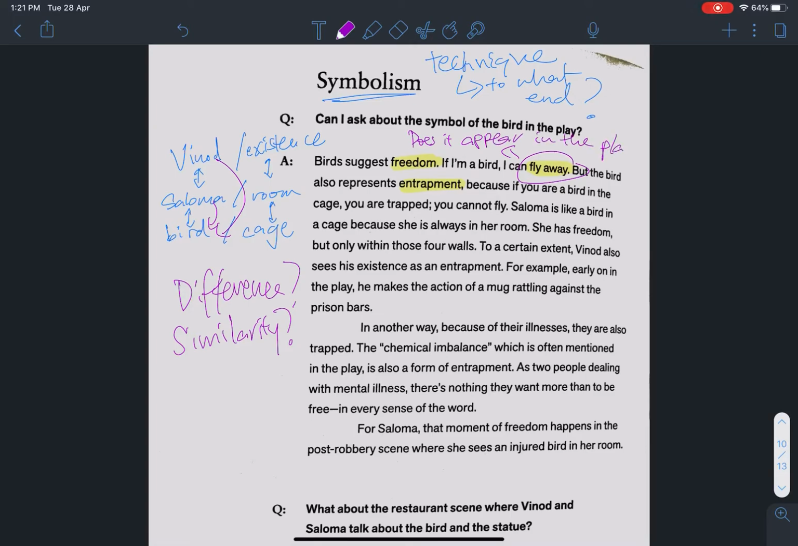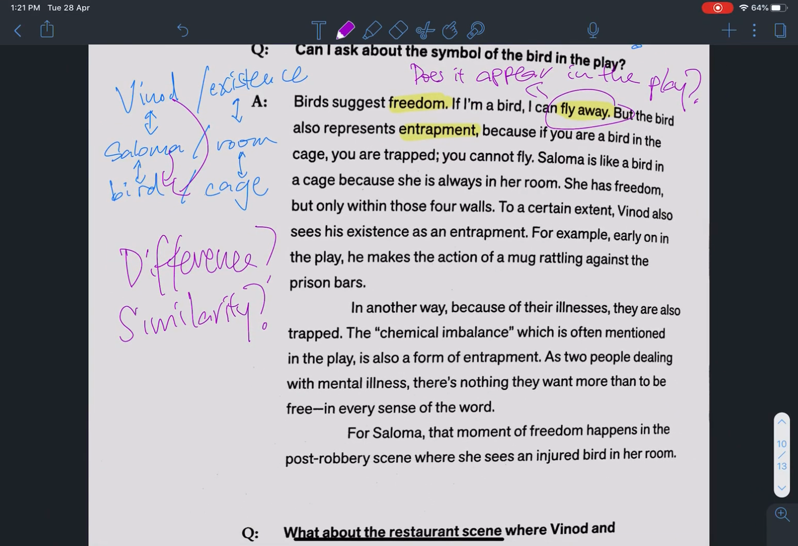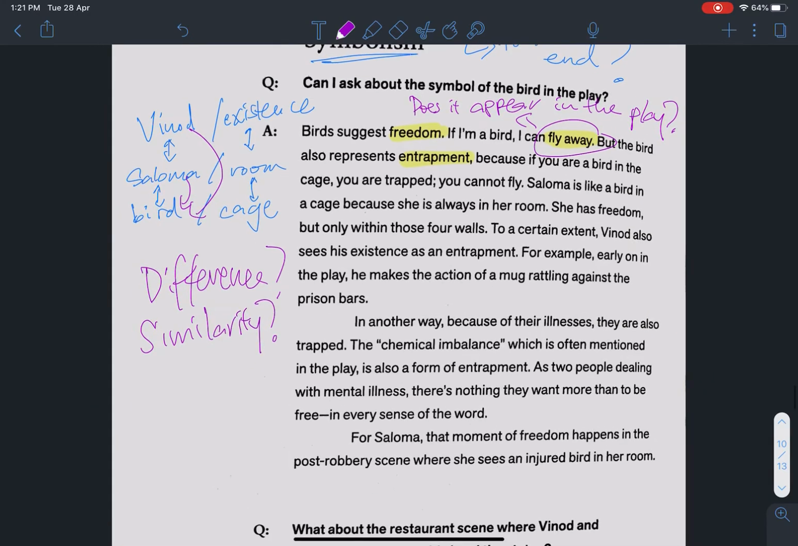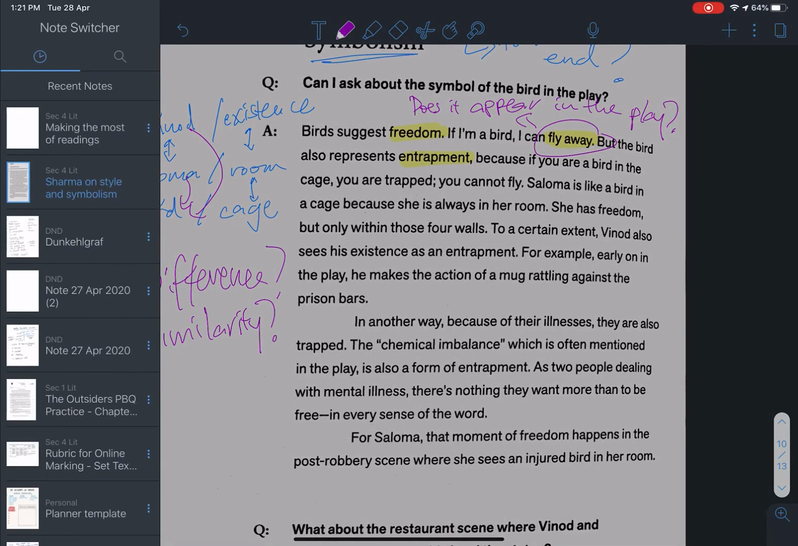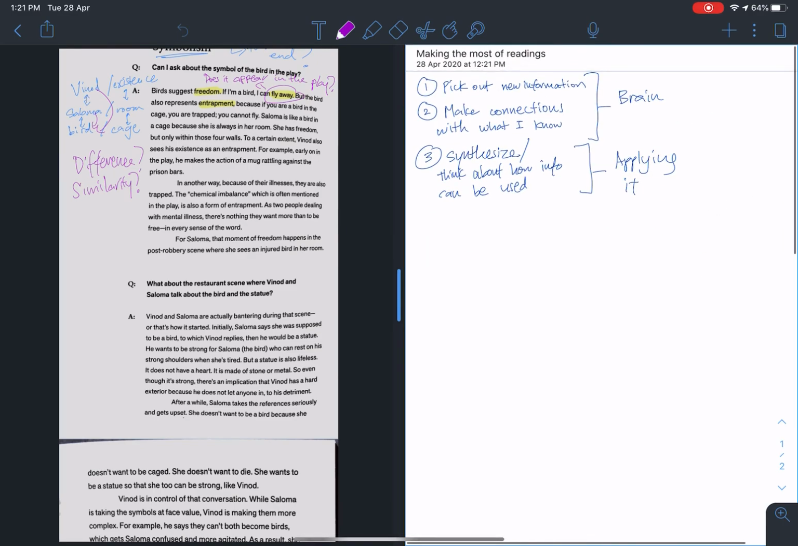How can I use it? What is it? What does it mean? Does this allow me to understand a certain scene a little bit better? Does it allow me to make a bigger point about Vinod and Saloma? Allow me to understand the play in a more complex fashion. Okay, so that is what we want to do here. Let me give you an example.